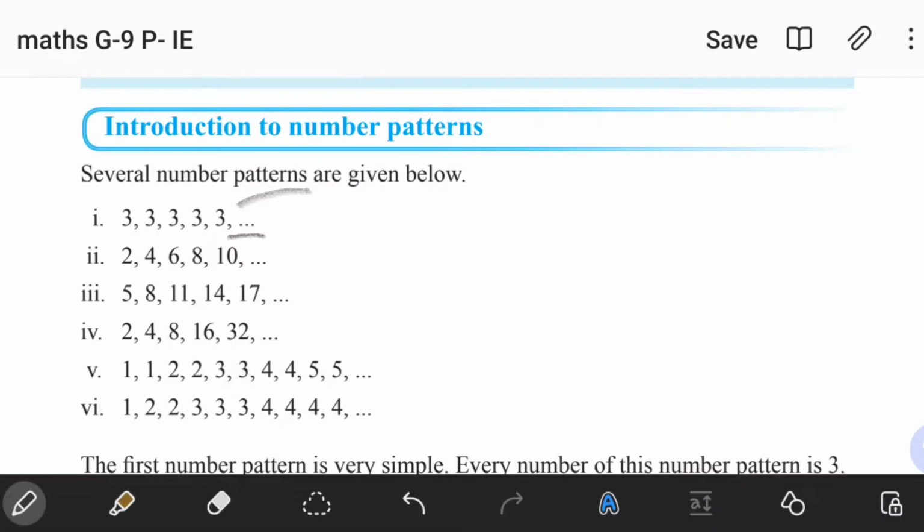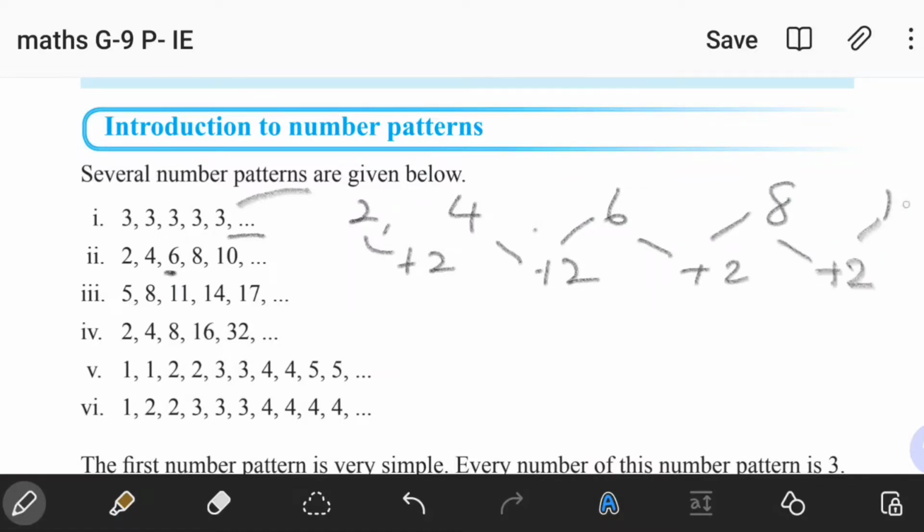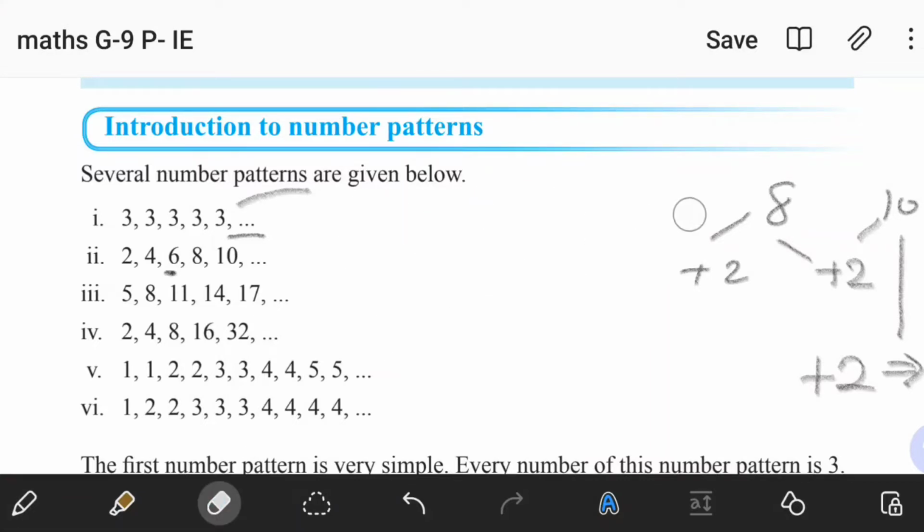In the second number pattern, it says 2, 4, 6, 8, and 10. You see a pattern already. Each number is derived by adding 2 to the previous number. So 2 is the first number. The second number is derived by adding 2, which is 4. The third number is derived by adding 2, which is 6. Then you add another 2, you get 8. Another 2, you get 10. So we know the next number after 10 is going to be 12. We add 2, which gives 12. So that number pattern is quite clear now.